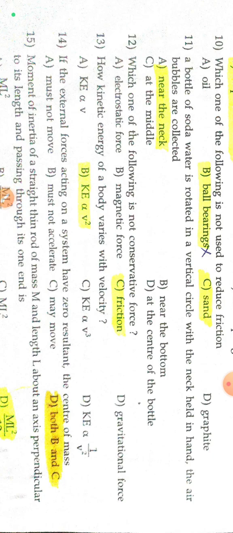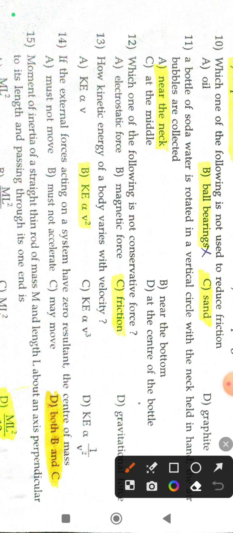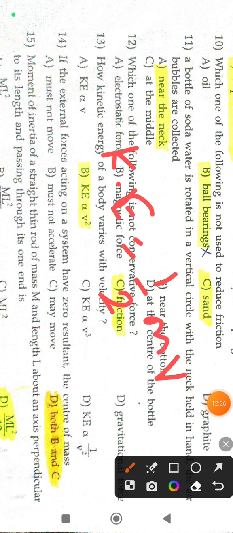Okay. Now we'll discuss the 13th question. What are they asking in the 13th question? How does the kinetic energy of a body vary with velocity? Okay, fine. We know the expression for kinetic energy. Kinetic energy equals half m v square.